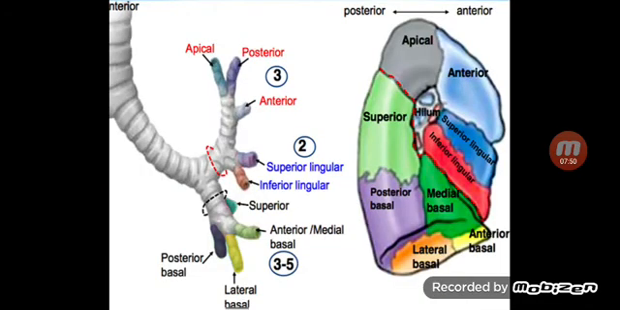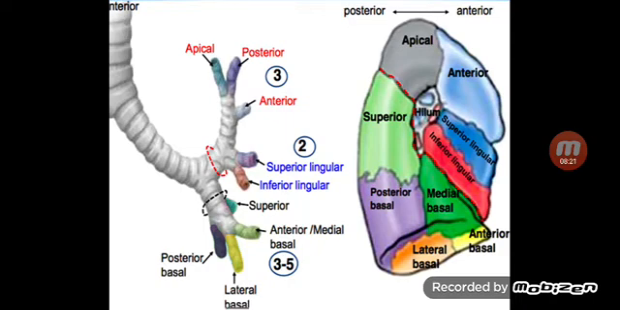What about the left lung? The left lung, as you know, has only superior lobe and inferior lobe. In the superior lobe, what will appear? Apical and anterior posterior segments, in addition to the superior lingular and inferior lingular. Superior and inferior lingular segments. This is for the superior lobe.